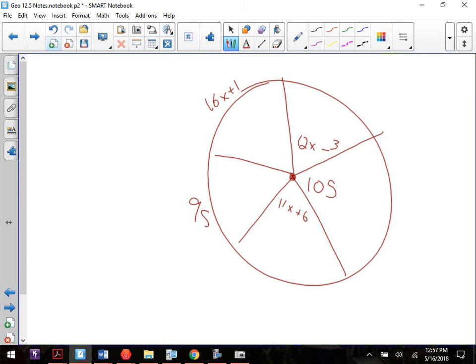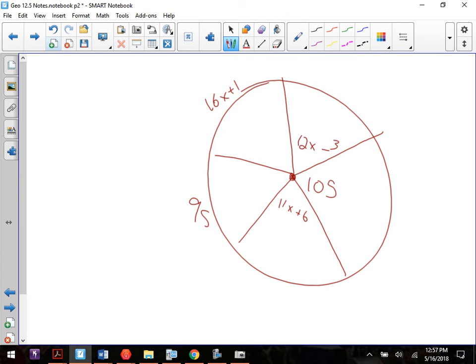Which means, what do you know about all intercepted arcs and all central angles? What do they both have to sum up to equal? 360. Remember, central angles equal the arc that they hit, or vice versa, arcs equal the central angles that are created by them. Yeah, just put them all together to set it equal to 360.